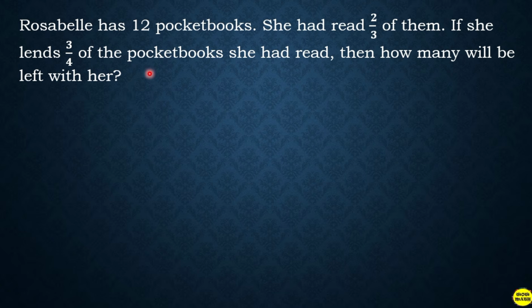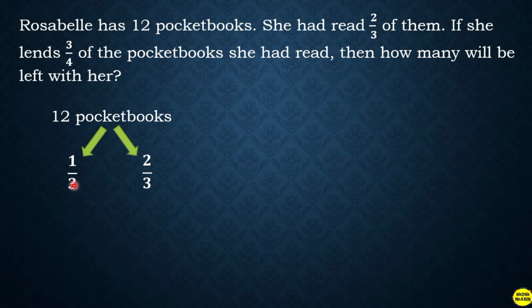So, ibig sabihin, let me illustrate the problem with you. Meron siyang 12 na pocketbooks. Okay? Yung 2/3 daw, ito yung nabasa niya na. So, ito yung tapos niya ng basahin. So, ibig sabihin, kung yung 2/3 nabasa niya na, ilan yung di niya pa nababasa? That is 1/3. Okay? Bakit 1/3? Kasi, this is equivalent to 1. Okay? Now, 2/3 yung nabasa niya na, and then dun sa 1/3, yun pa yung hindi niya pa nababasa.